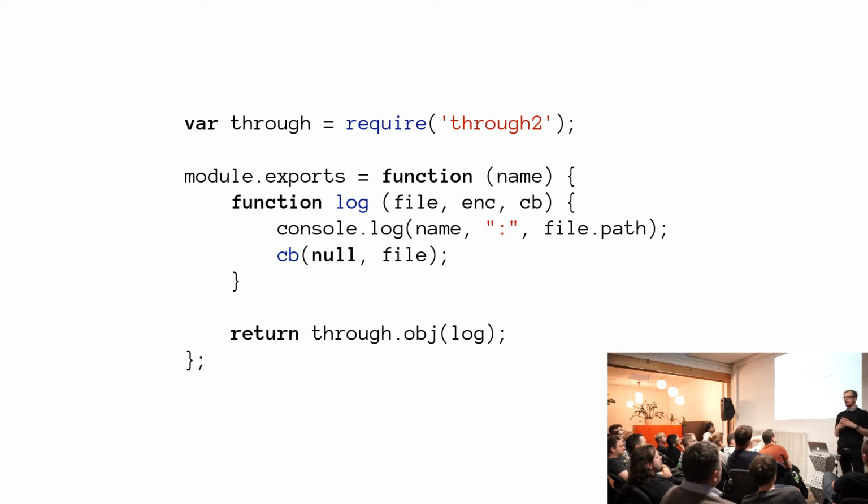And everything else is plugins. If you want to compile Sass, you need a plugin. If you want to concatenate files, you need a plugin. If you want to compile CoffeeScript, you need a plugin. Everything is a plugin, and they all look basically like this. So this is a very basic plugin.